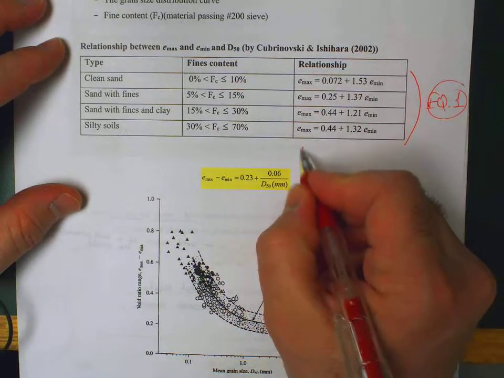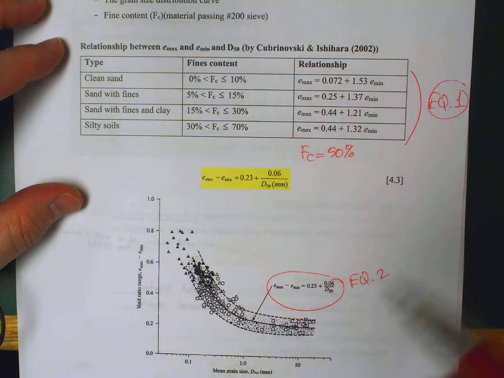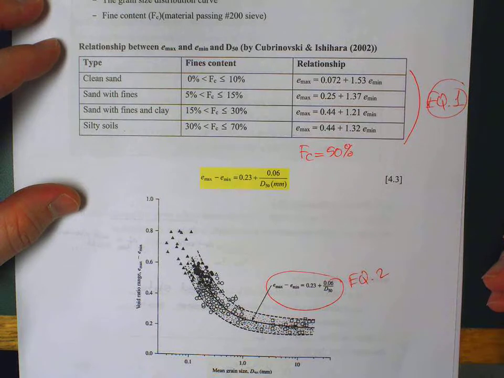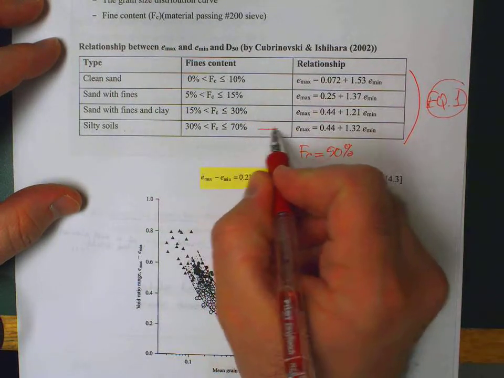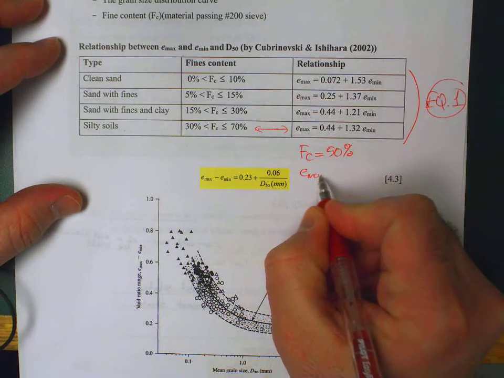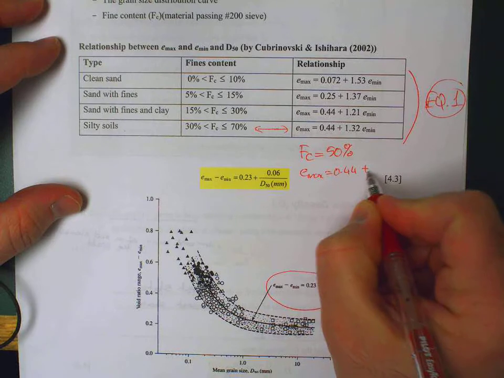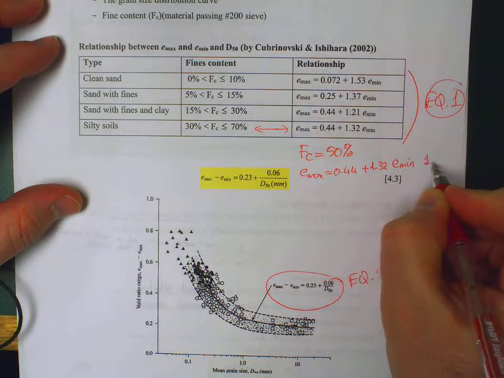So let's say FC is 50%. F means fines, finer than, okay? It's fines content. Material passing number 200 sieve. So if it's 50%, then we would be using this equation. We are in this row, so the equation would be e max is equal to 0.44 plus 1.32 times e min. This is number 1.